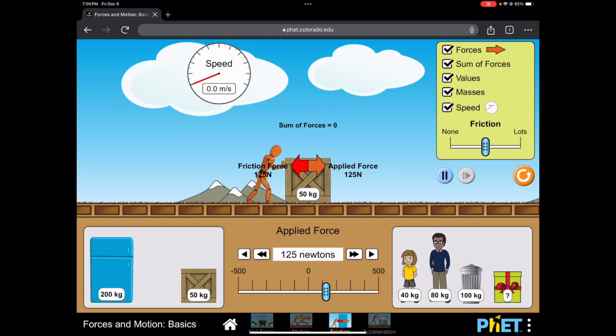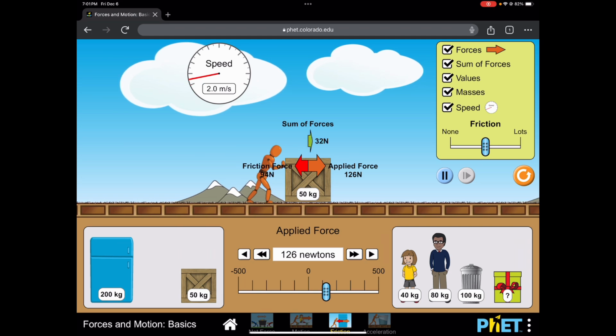If I apply any more force to this object, it is going to slip and begin moving to the right. So let's see that. I'm going to apply some more force to it. As soon as I apply 126 newtons, notice what happened. So I'm going to bring it back down to 125.